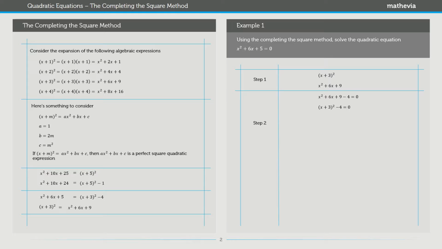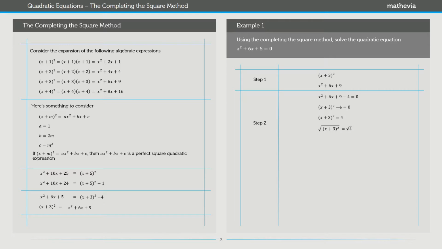We then factorize, or basically just reverse that perfect square expression. So we know that x squared plus 6x plus 9 is actually x plus 3 squared. So we write that out. And then the next thing we do is we move the minus 4 over to the right. So now we have x plus 3 all squared equals minus 4.